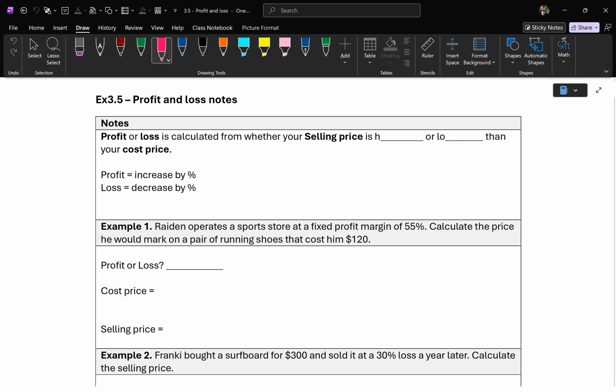3.5 is only different because you're applying it now. So you've got to determine, is the increase a loss or is it a profit? And then how do you know? So here, let's fill in a couple of points. Profit or loss is calculated by your selling price. So you buy it at a certain amount, and when you sell it, it's either higher or lower than your cost price. Okay? So obviously if it's higher, we then say it's a profit. If it's lower, then it's a decrease, so hence it's a loss.